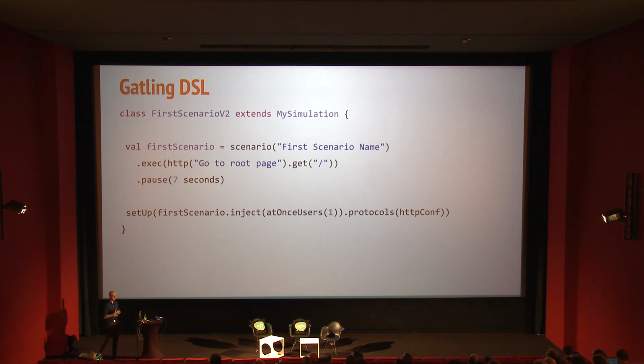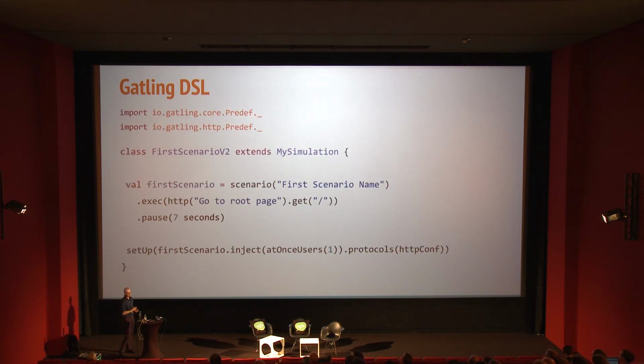Gatling DSL idea is to provide one big fluent builder, and test scenario should be readable almost as normal sentences. So execute HTTP, get root, pause for 7 seconds, etc. And you just need 2 imports to make it happen. So Gatling core and HTTP.